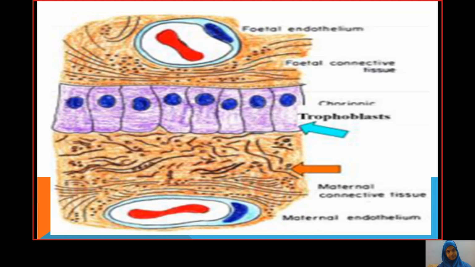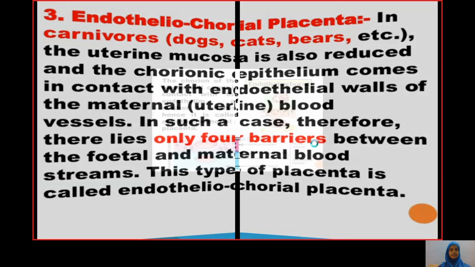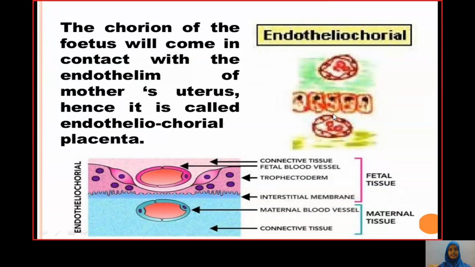placenta. Endotheliochorial placenta. See, in carnivores it occurs, like dogs and cats. The uterine mucosa is reduced, and the chorionic epithelium comes in contact with the blood vessels. Directly, maternal blood is in contact. In such a case, there lie only 4 barriers. Only 4: 3 barriers are from the fetus, 1 barrier is from the mother. This type of placenta we call the endotheliochorial placenta.